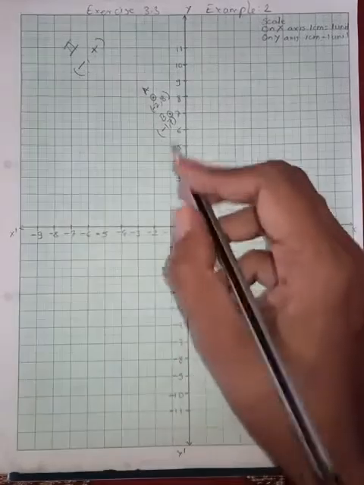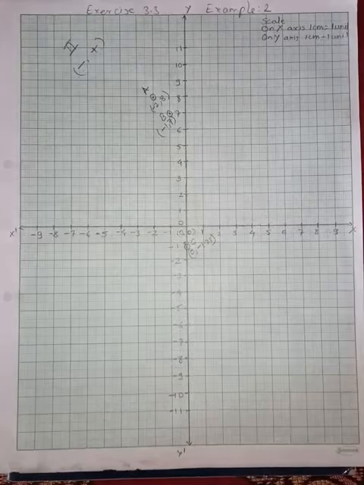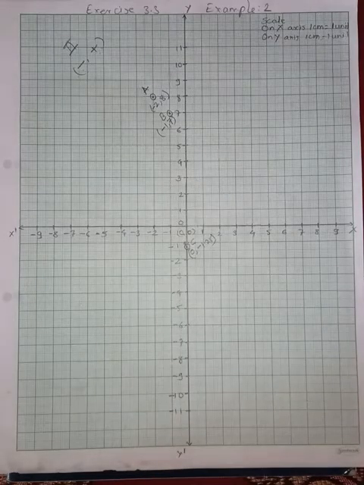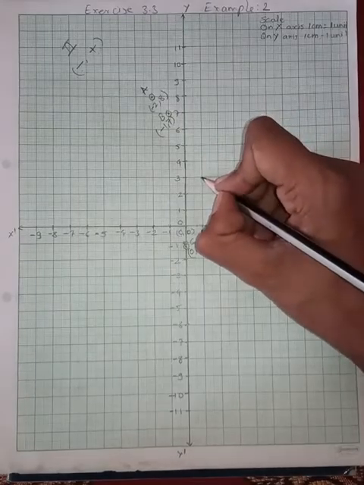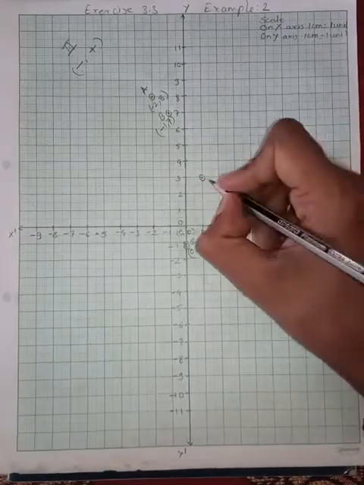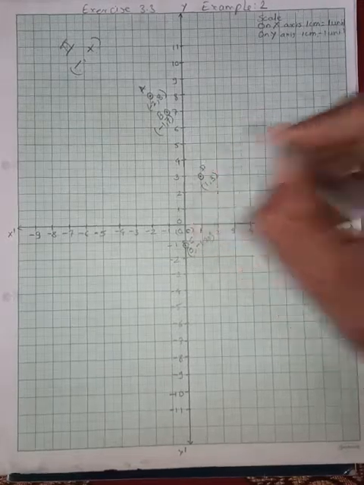Let us give some name to this point. I have given capital C. Fourth point is (1, 3). So x coordinate is 1, y coordinate is 3. This is the point. Let us give some name, capital D to it.